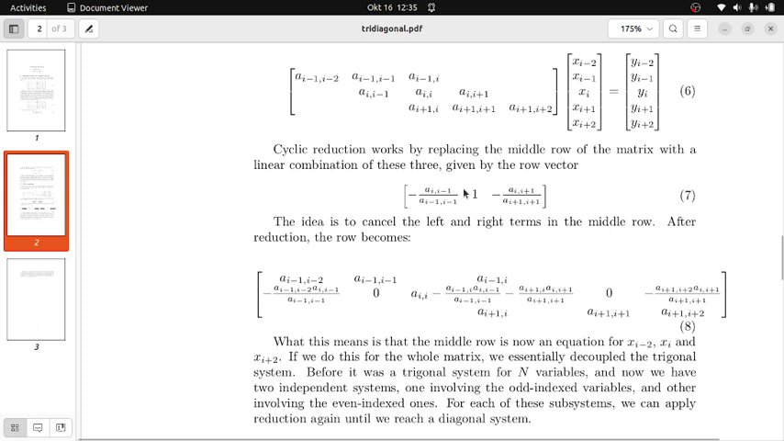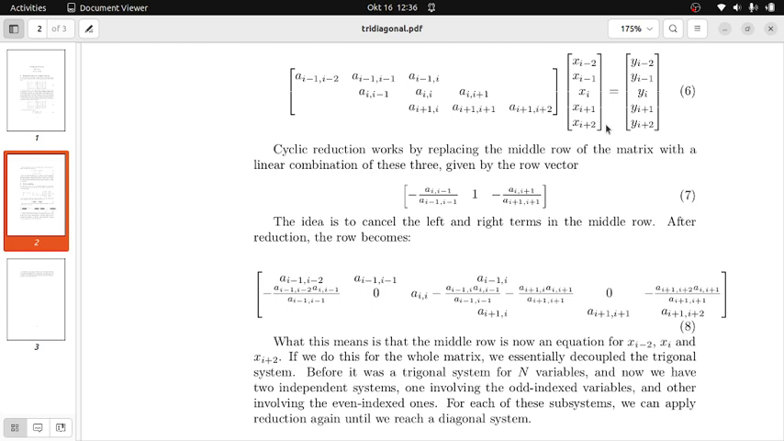So now, where before we had an equation for x i minus 1, x i, and x i plus 1, this row now represents an equation between x i minus 2, x i, and x i plus 2. And you can see that this is still a tridiagonal system, but, very interestingly, we decoupled the system. Now we have a tridiagonal system for the odd-numbered variables, and another tridiagonal system for the even-numbered variables, right? And these guys don't talk to each other, and you can solve them separately. So by divide and conquer, we can apply the same thing to these two tridiagonal systems until we actually have only a diagonal system, which is trivial to solve.